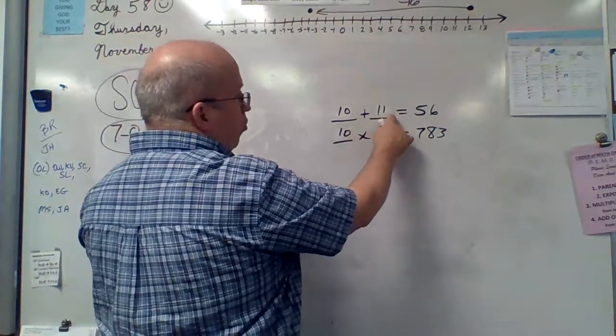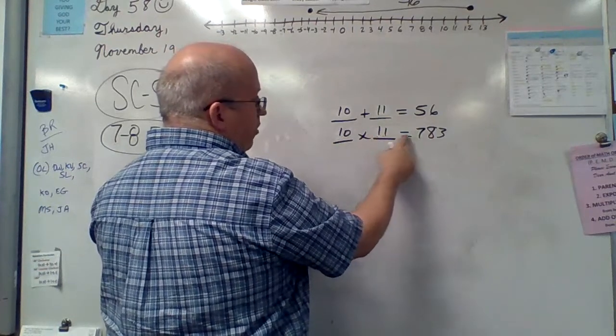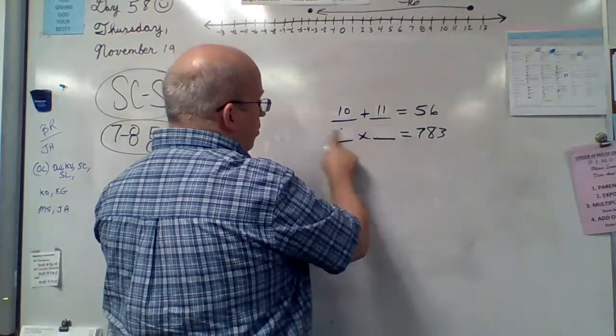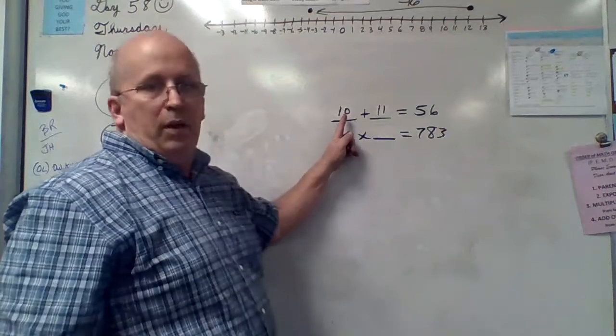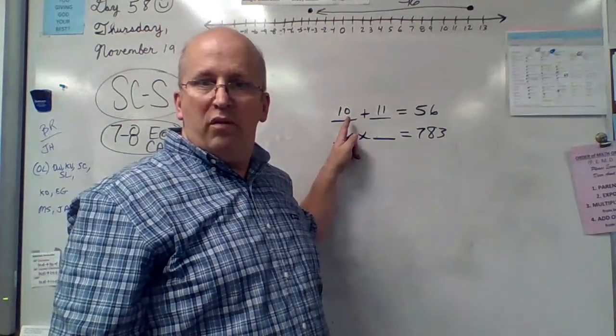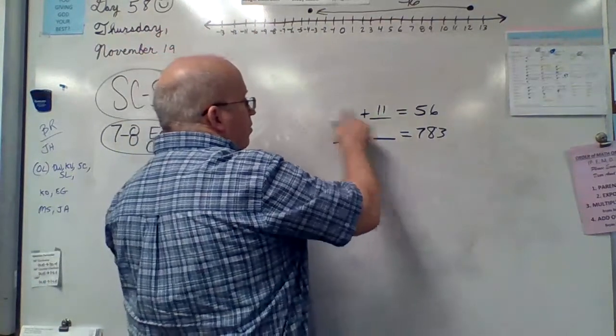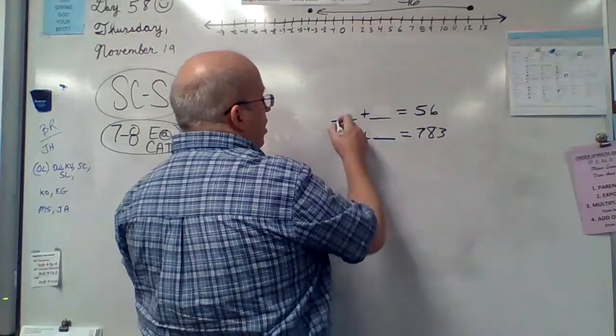10 plus 11 is 21, still not even close. 10 times 11 is 110. That's not close either. Oh, by the way, I made a mistake. Those aren't consecutive odd numbers, are they? This one's not an odd number. This one is, but not this one. So that was another lousy choice.